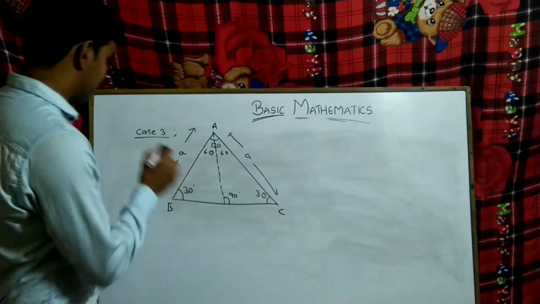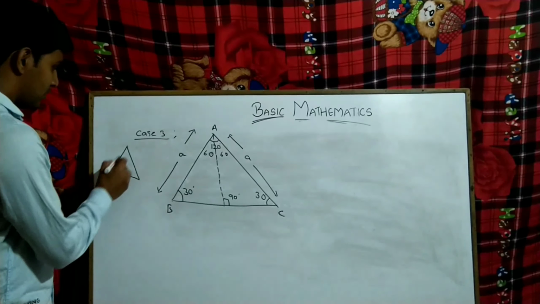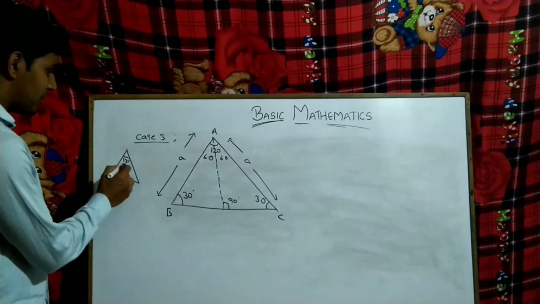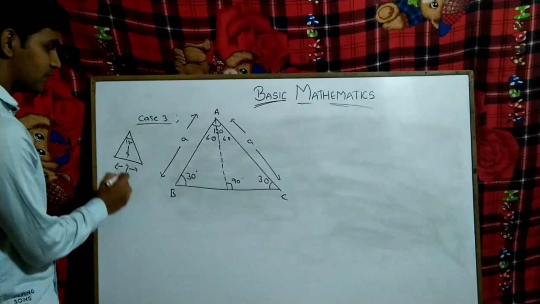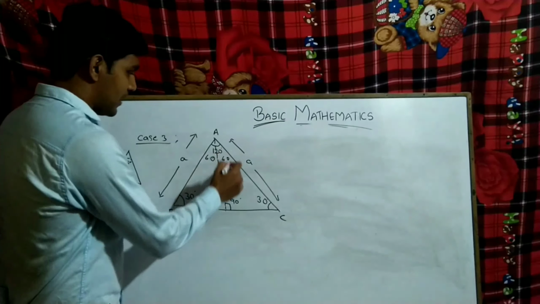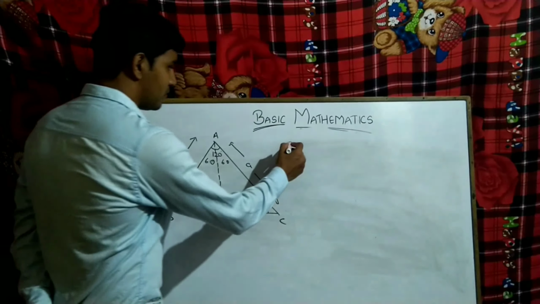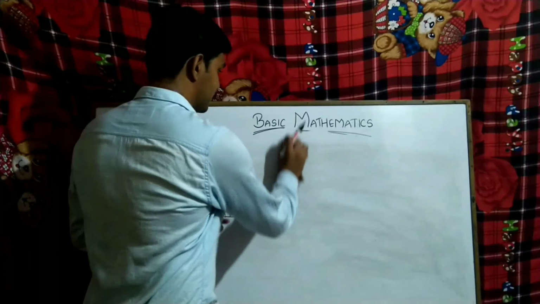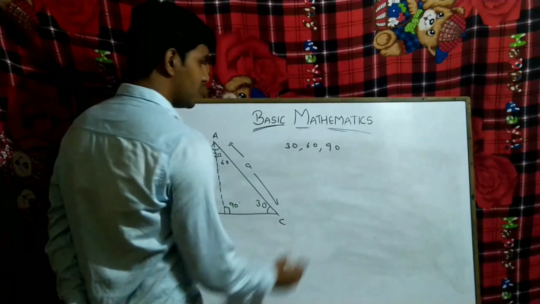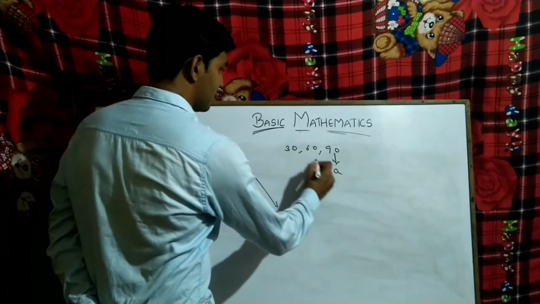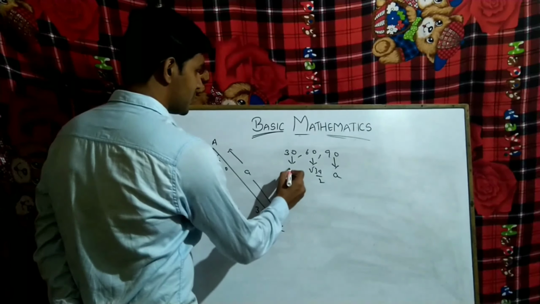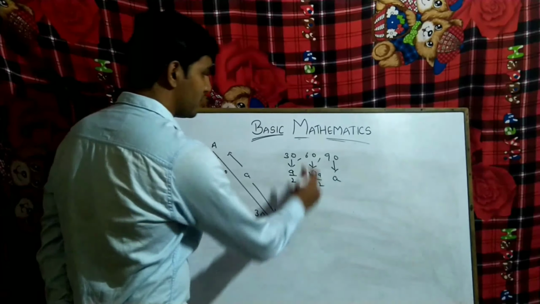Remember one thing. We are finding the side opposite 120. We have to find how much the side opposite 120 is. That is why I am doing this. Now tell me, this you already know: in a 30, 60, 90 triangle, the side opposite 90 is always a, the side opposite 60 is always root 3a by 2, and the side opposite 30 is always a by 2.